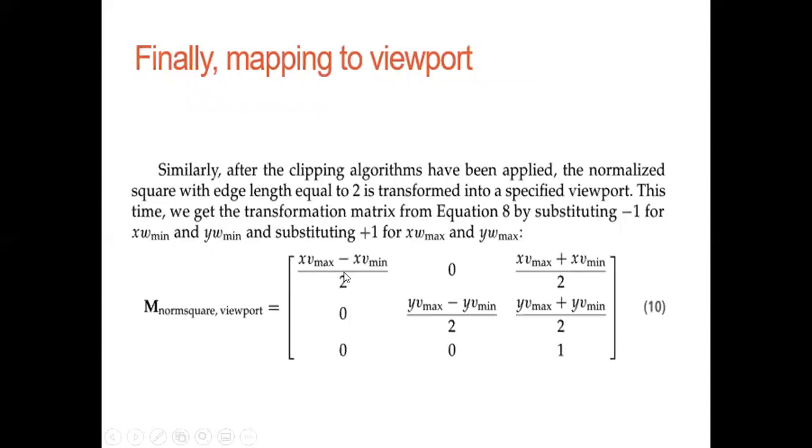How did I get this? By just substituting minus 1 for xw min and yw min and plus 1 for xw max and yw max in our translation and scaling factors, we get this equation. This equation is called the composite transformation matrix for converting from normalized square to viewport coordinates.